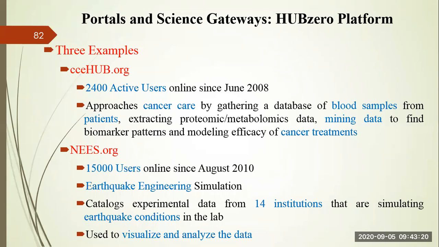So it catalogs experiment data from 14 institutions that are simulating earthquake conditions in the lab. So 14 institutions are collaborating with each other, and they are using the experimental data in order to know the various earthquake conditions. And they can also visualize and analyze the data. There may be a lot of graphical interfaces or graphical figures like bar chart, pie chart, or spider chart. Some charts you can generate in order to analyze the data.